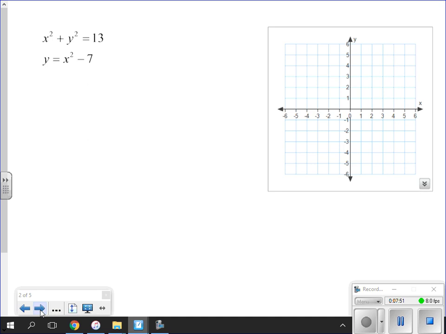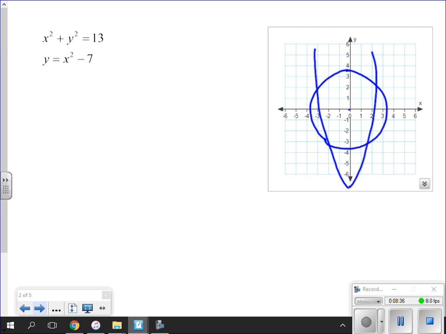Okay, what's my top equation? What does it graph out to be? A circle, right? The radius is the square root of 13, and the square root of 13 is between 3 and 4, somewhere in there. So it's centered on the origin. Close enough for what we're doing in here. And the other one is a parabola. Y equals x squared minus 7. It opens up, but it's moved 7 units down, so the vertex is down here. And it goes like this.